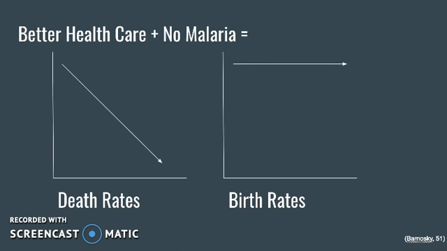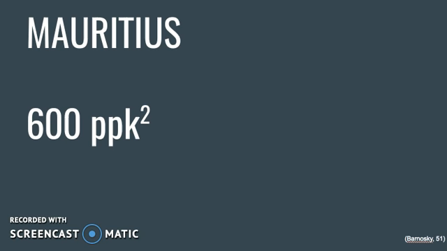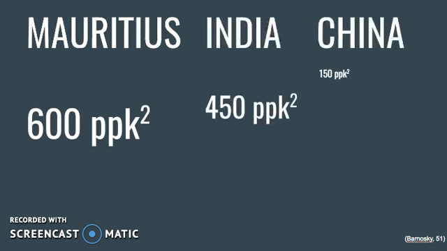In the 1960s, local elimination of malaria, along with better health care, brought down death rates sharply while birth rates stayed constant. Mauritius quickly became one of the most densely populated countries in the world, with 600 people per square kilometer, density 1/3 higher than India and 4 times higher than China.